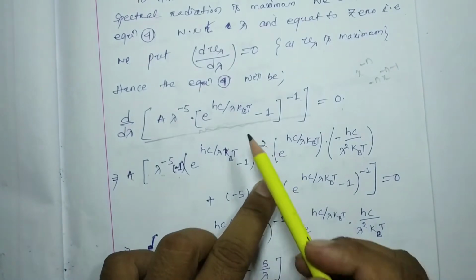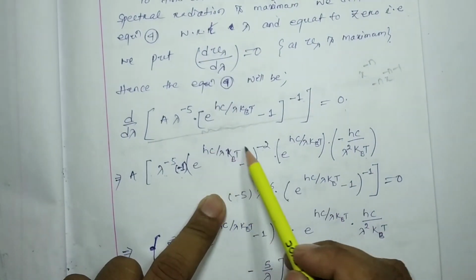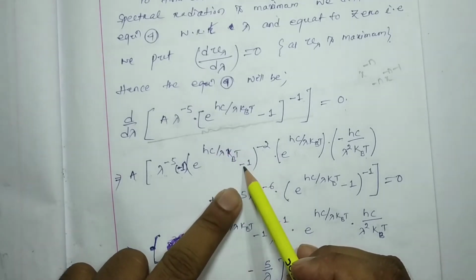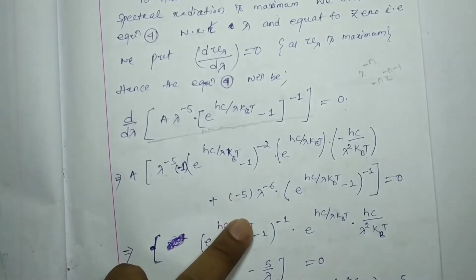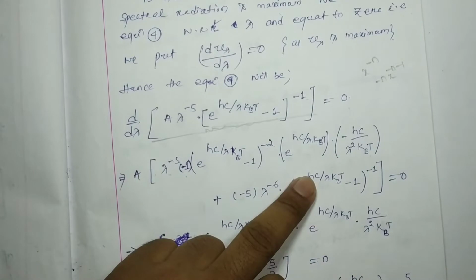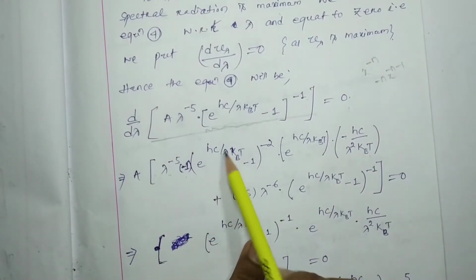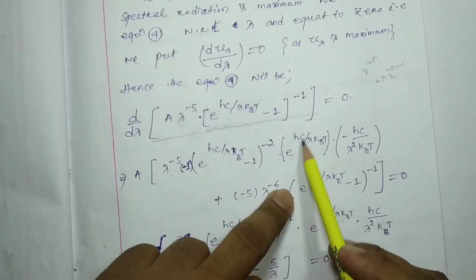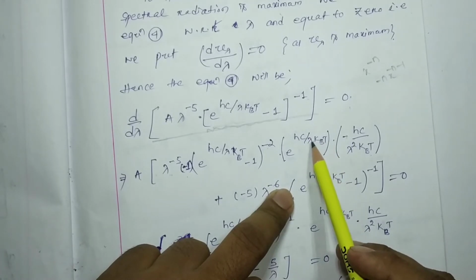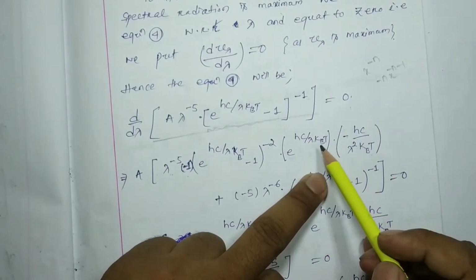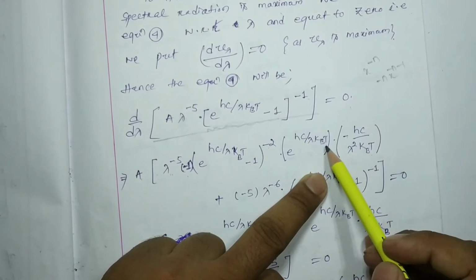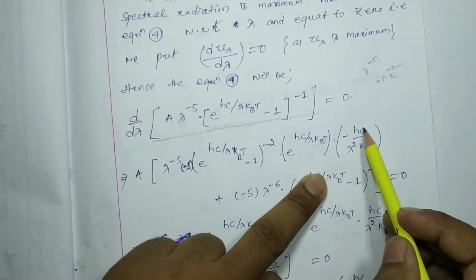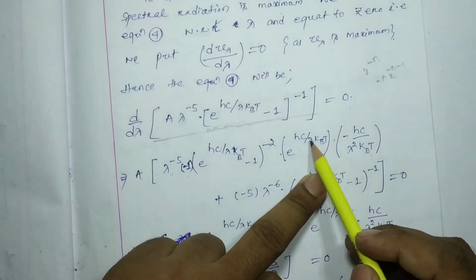Then the differentiation of the term inside the bracket. Here e to the power x minus 1, the differentiation of e to the power this minus 1 gives only e to the power this, e to the power hc by lambda kBT. Again, as we are differentiating with respect to lambda, hc by lambda kBT is differentiated with respect to lambda, so the constant is hc by kBT and 1 by lambda becomes minus 1 by lambda square.